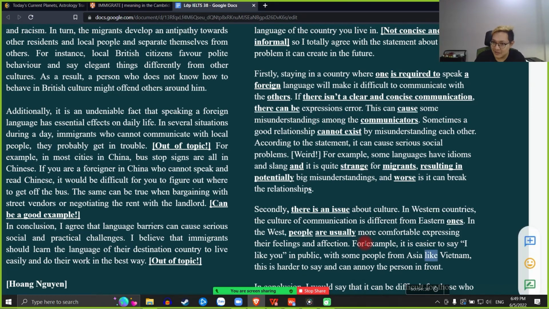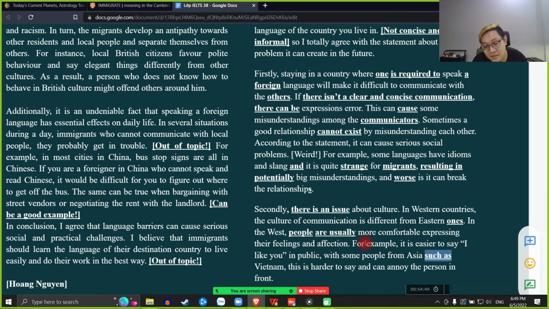Like là cho văn nói nha. Dùng such as. Like. It's in spoken language. But in written language, it's such as. Ngôn ngữ văn nói phải thay bằng văn viết là thay bằng chữ such as nha. Ví dụ như là This is harder to say and can annoy the person in front. What?